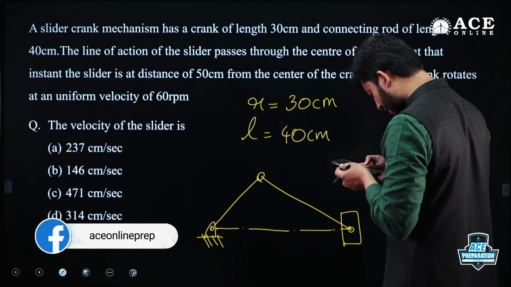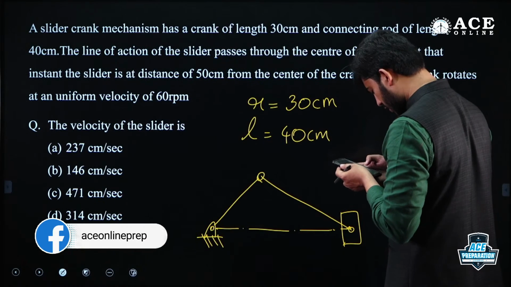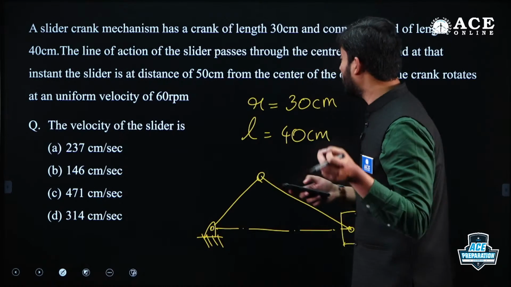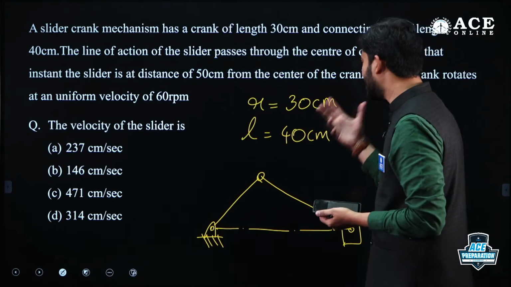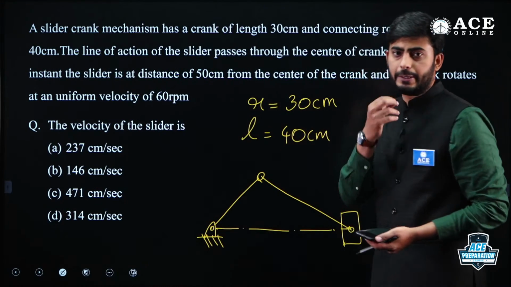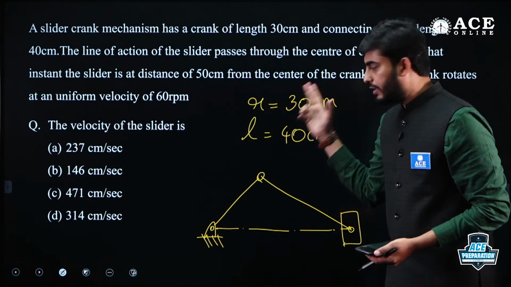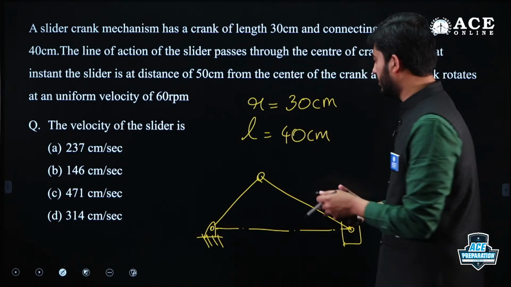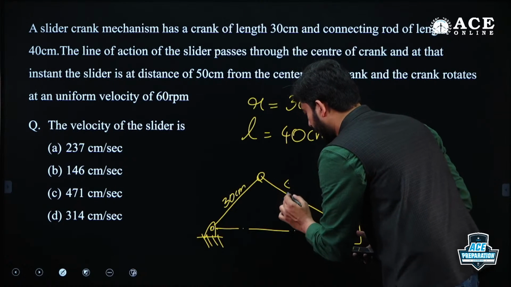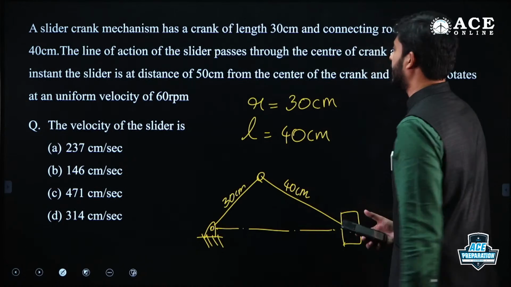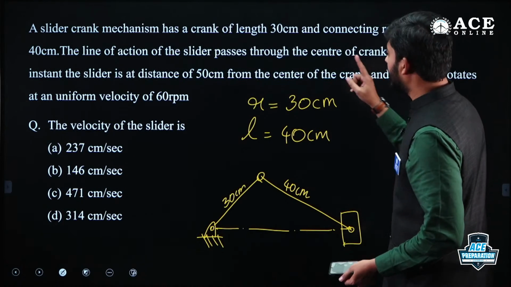Sir, how to visualize this diagram for the calculation? Yes, Priyansh, first and foremost thing is to identify the link lengths. In the IC engine or in the crank slider mechanism, the primary important dimensions are the length of the crank and the length of the connecting rod. That's what I have written here.